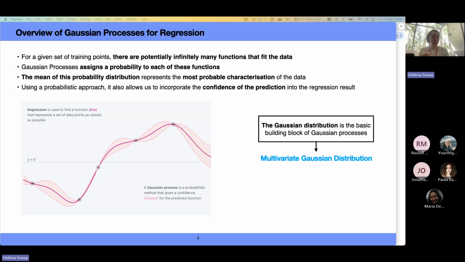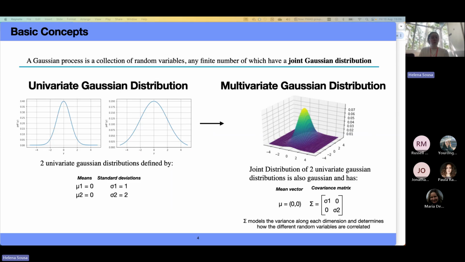As the name implies, when we talk about Gaussian processes, the Gaussian distribution is the building block of our GP. We are particularly interested in the multivariate case of the distribution, where each random variable is distributed normally and their joint distribution is also Gaussian. I'm going to talk a little bit about the concepts of this now. Basically, we can define a Gaussian process as a collection of random variables, any finite number of which have a joint Gaussian distribution.